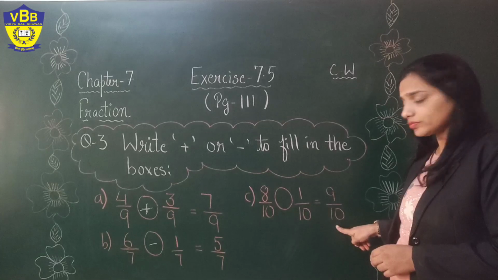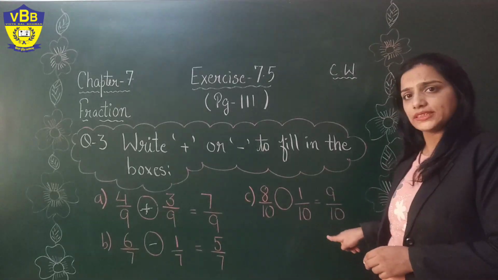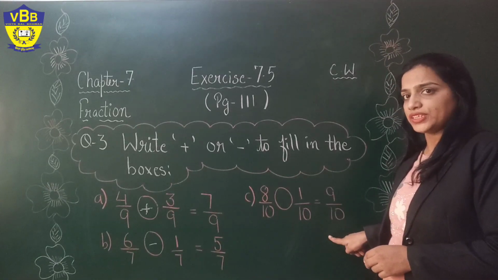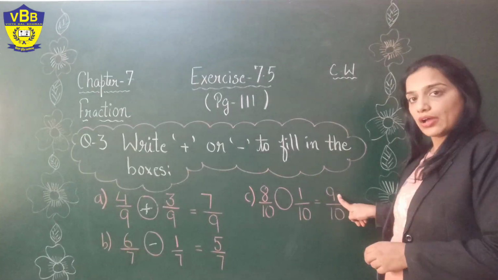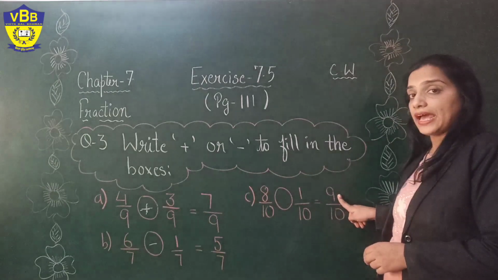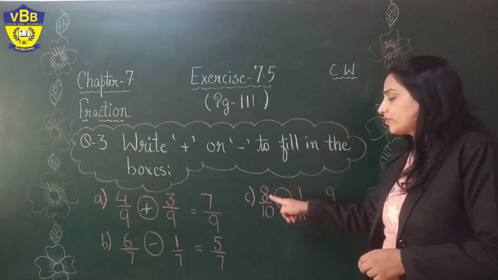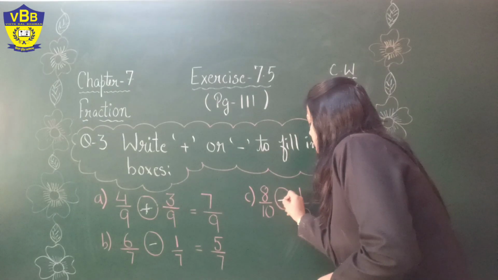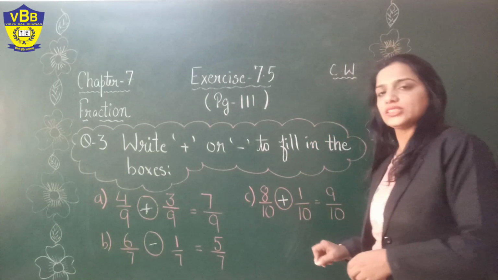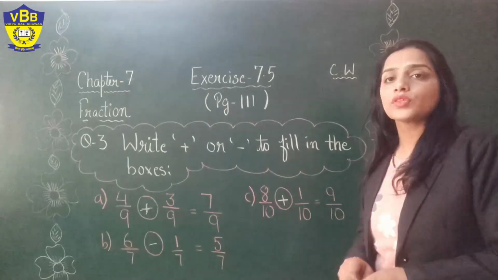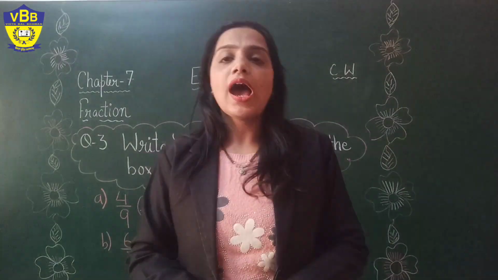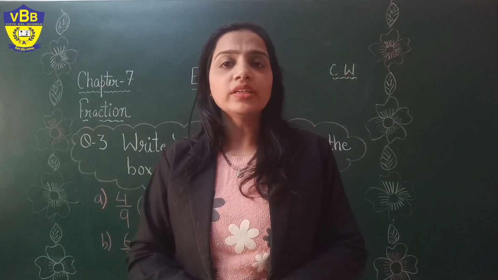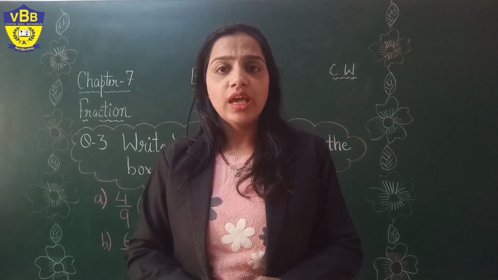Now move toward the C part, that is 8 by 10 blank 1 by 10 equals to 9 by 10. Again all denominators are same. So it is a like fraction. Here answer fraction is 9. So when will 9 come? When we add 8 and 1. So we will put addition sign. Okay. So I hope everyone understand these questions.